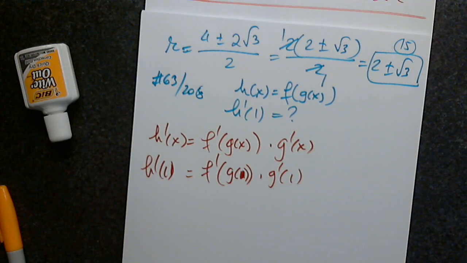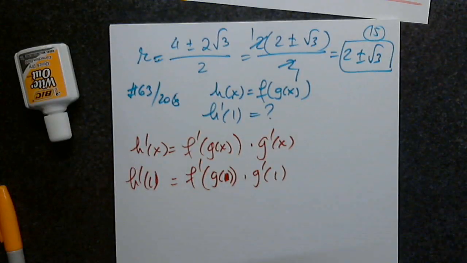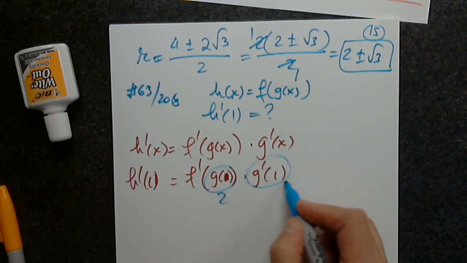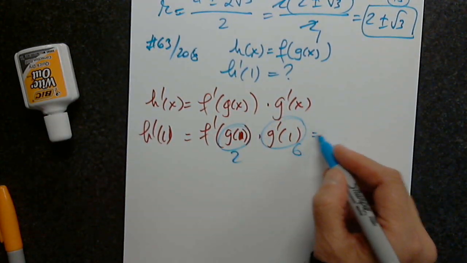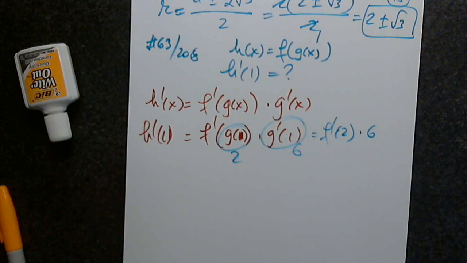So now from the table, let's read the values we need. We need g of 1. G of 1 is 2. Very good. Then we need g prime of 1. G prime of 1 is 6. So this is 2 and this is 6. So then I have f prime of 2 multiplied by 6.